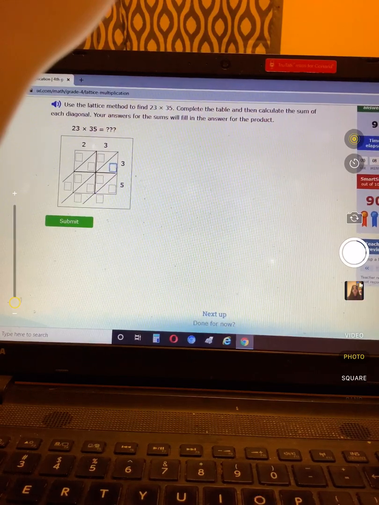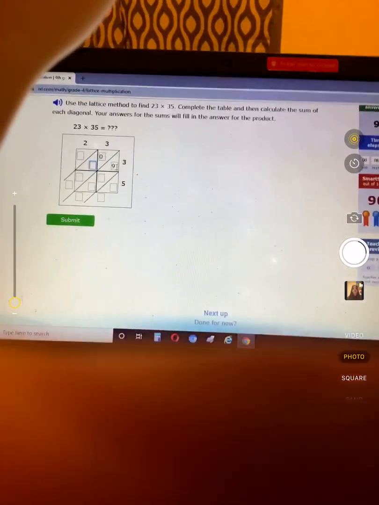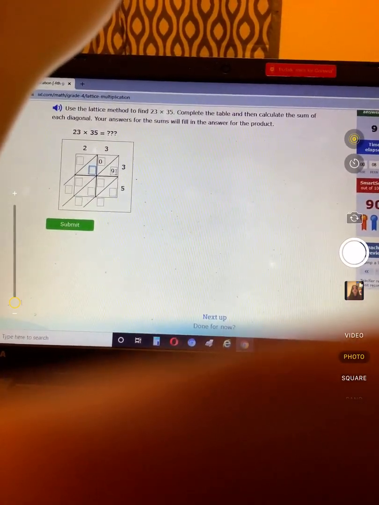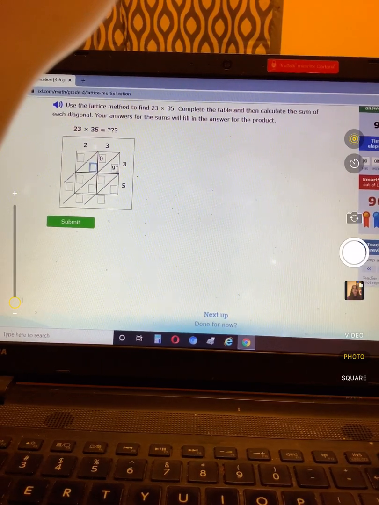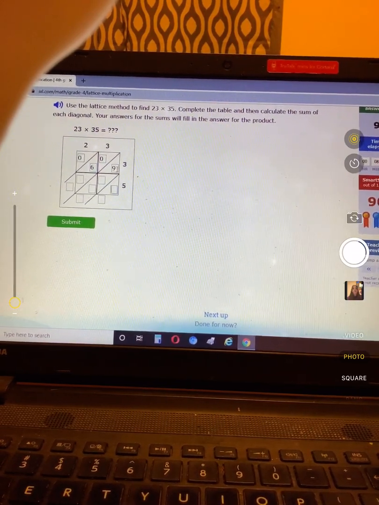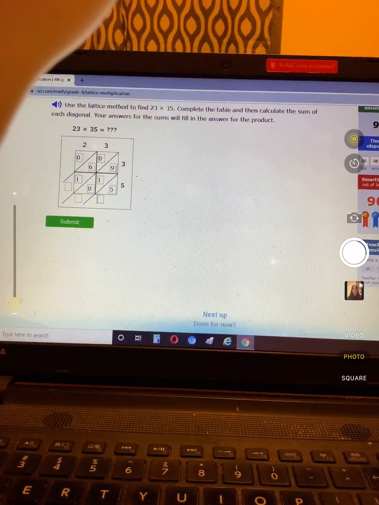Let's see. 3 times 3 is 9. Okay, that looks like 9. Sorry, guys. Keep bumping my camera. Or my iPad. 3 times 2 is 6. 5 times 3 is 15. And 5 times 2 is 10.